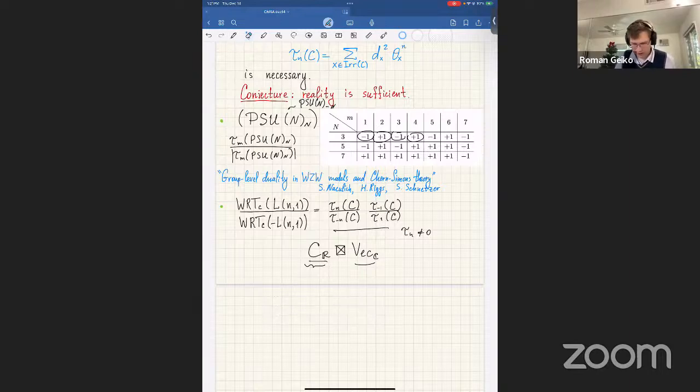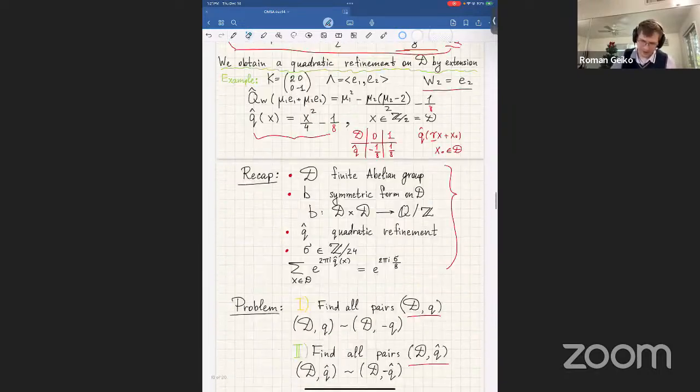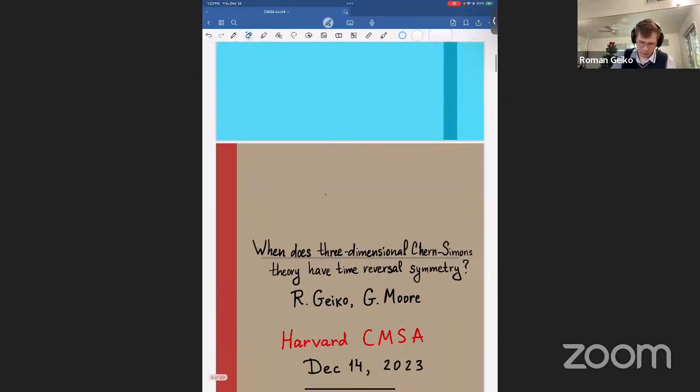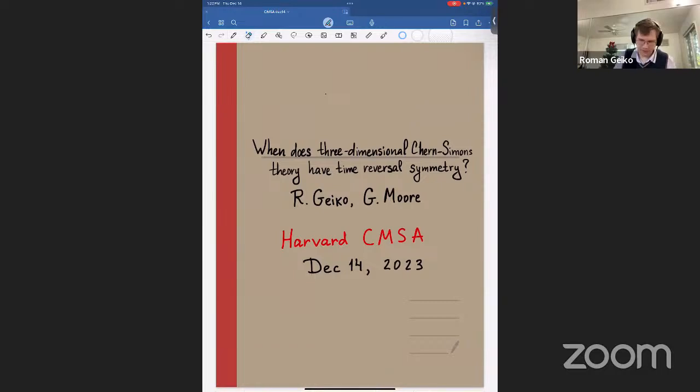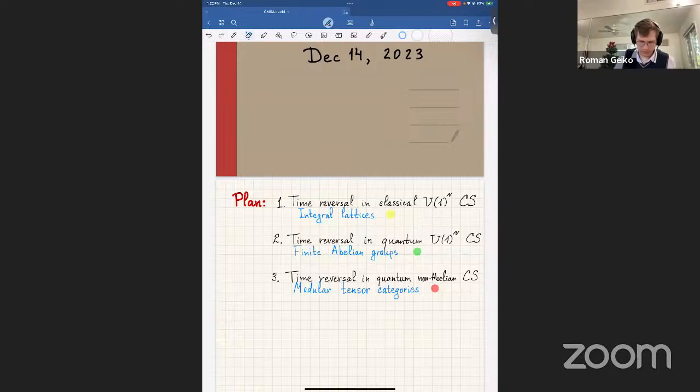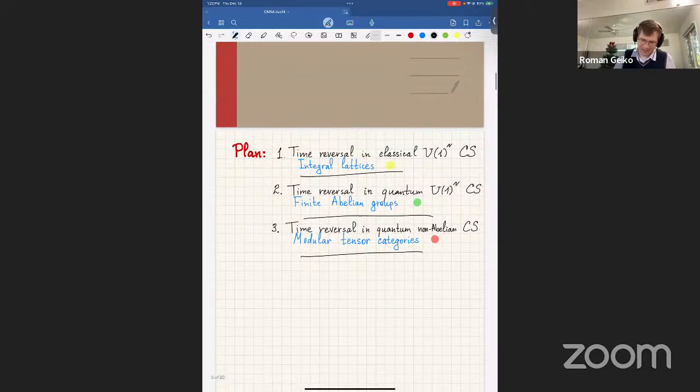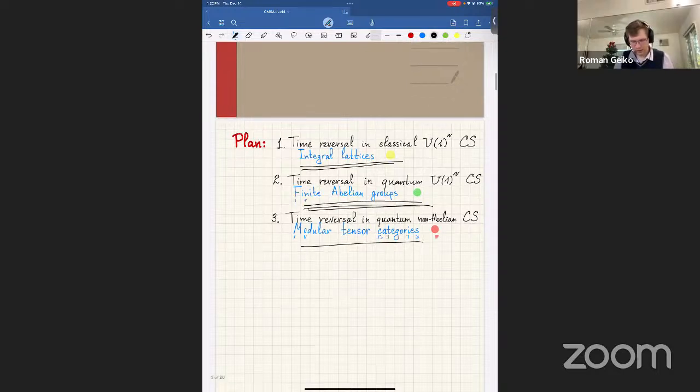So the summary. We wanted to discuss this concrete problem, and there are 3 levels to this. There is a classical Abelian case, integral lattices, there is a quantum Abelian case, and there is a general quantum case. The quantum data for non-Abelian Chern-Simons is almost any MTC, except Hagerup. We can say something about integral lattices, and we know everything about the Abelian group. So this is why it's green. And we can say a little about general modular tensor categories.